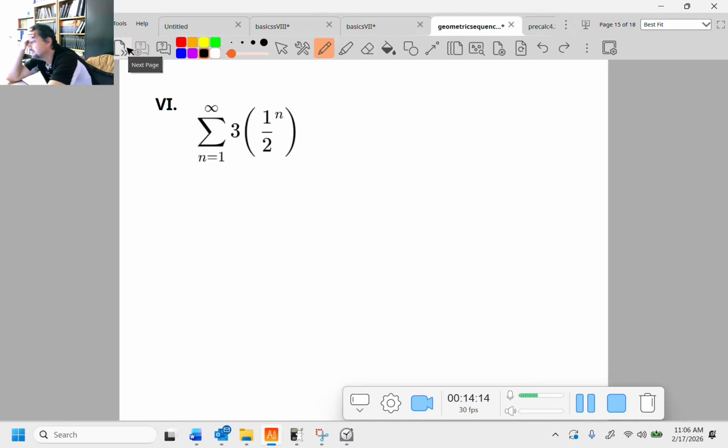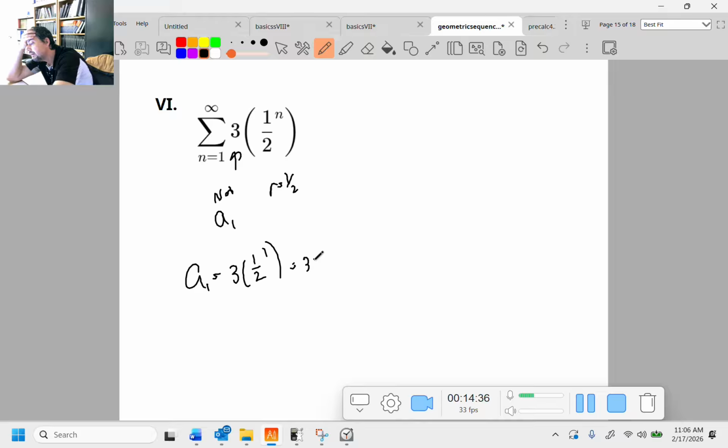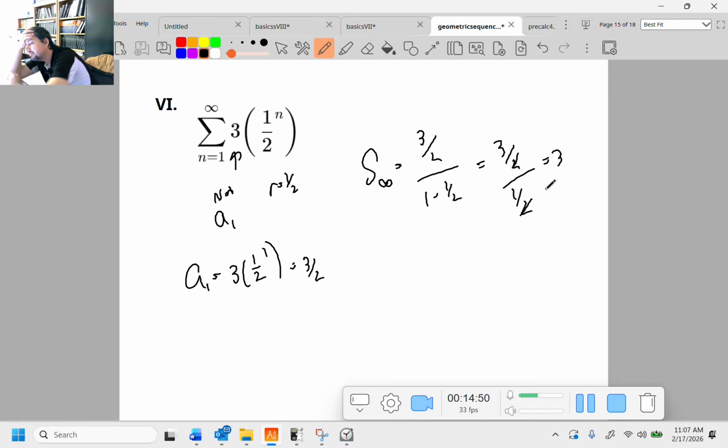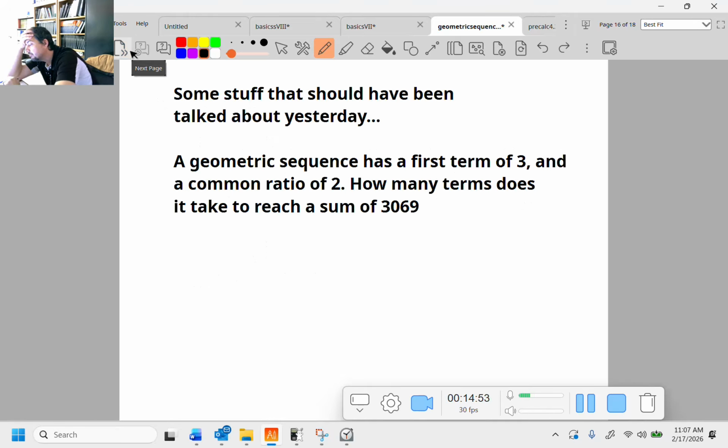Another sigma. Here the ratio is a half, but this is not the first term. If it was 1/2 to the n minus 1, it would be, but it ain't, so you can't do it. All right? To find the first term, we're going to feed this thing a 1. It's 3 times a half to the first, which is just 3/2. And again, the sum of infinity is the first term of 3/2, sitting pretty over 1 minus the ratio, which happens to be a half. This is 3/2 over a half. The 2's cancel. We're left with 3.